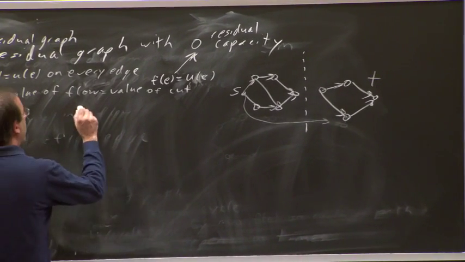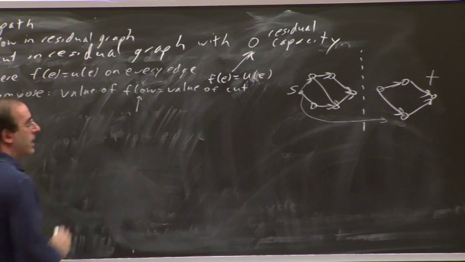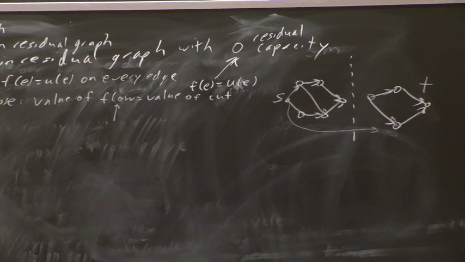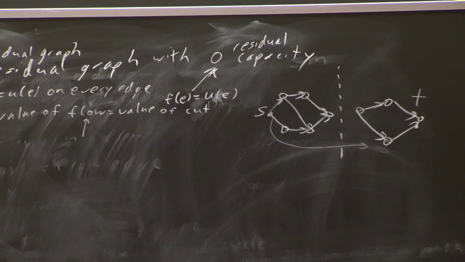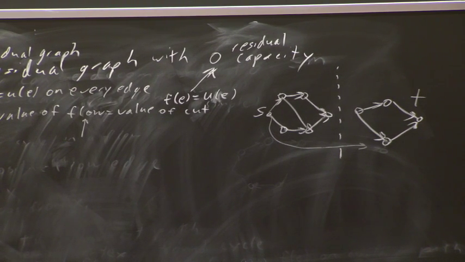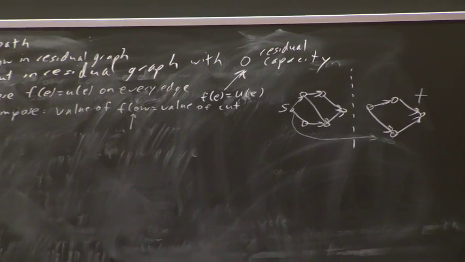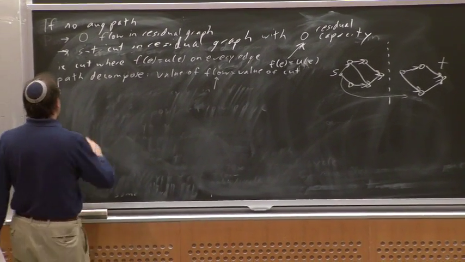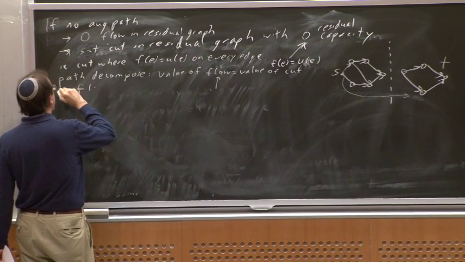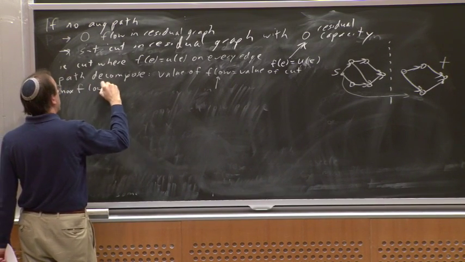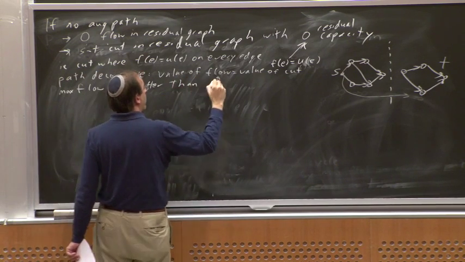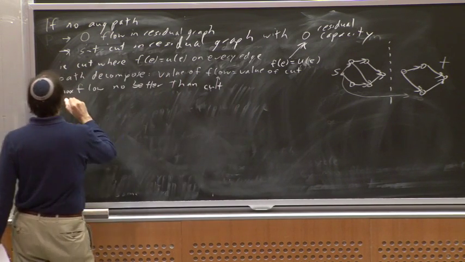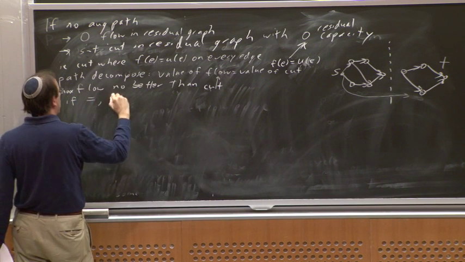But if the value of the flow is equal to the value of the cut, what does that tell us? Yeah? It tells us this is max flow. How come? From the previous bound, right? We know that the max flow is no better than the value of a cut. So if it's equal, it must be maximum.